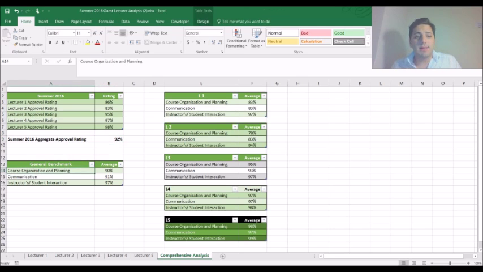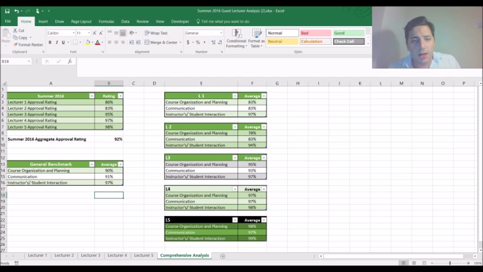General benchmark, that's the same thing. We average all of those different sections. Organization and planning is 90%, communication 91%, and the interaction, that's respect for the students and such, is 97%. So these are our benchmarks for each section as well. So let's go to guest lecture 2.